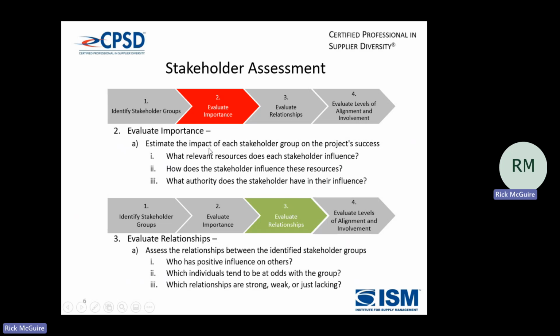And we move on to this, once we've evaluated importance, now we want to evaluate relationships with the stakeholders. Assess the relationships between the identified stakeholder groups. Who has positive influence on others? Which individuals or groups tend to be at odds with the group? And which relationships are strong, weak, or just lacking?